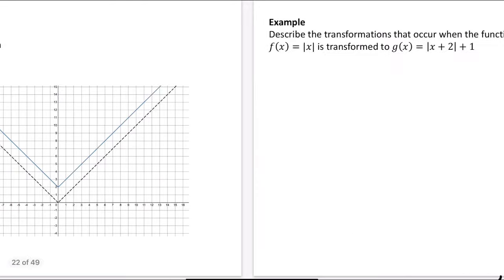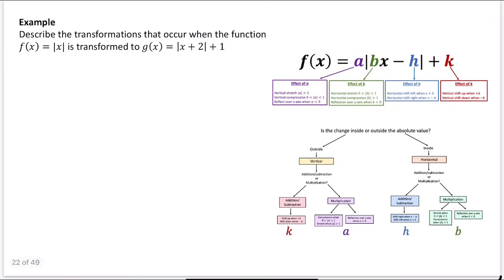So now let's describe the transformations that occur when the function f of x equals the absolute value of x is transformed to g of x equals the absolute value of x plus 2 plus 1. So what's new here is that I have more than one transformation, right? I have 2 things that have been added into my function. So I'm going to figure out what values these are. Well, the 2 is on the inside, so that's going to be an h, right? And then my k is on the outside, it's being added, so that's going to be what 1 is.